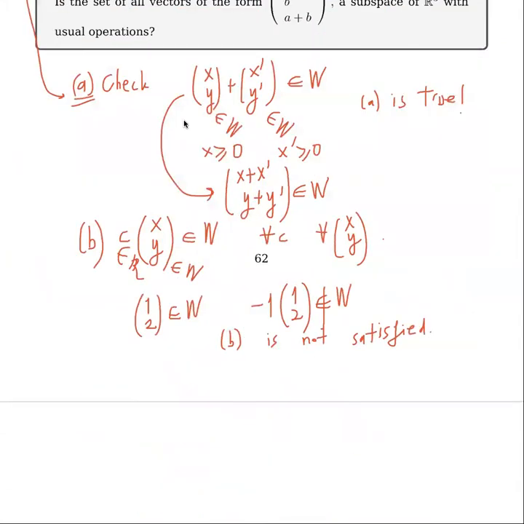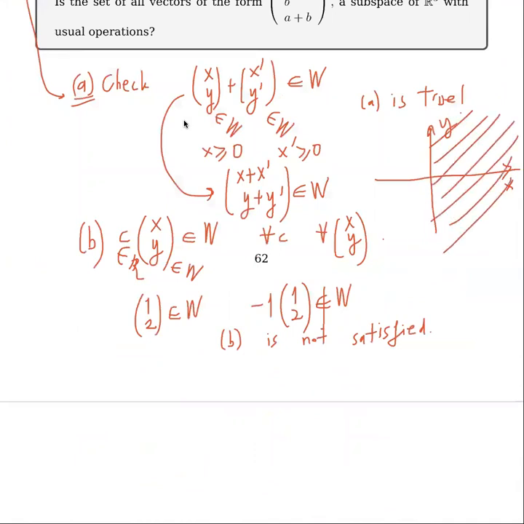Okay, so this set is not a subspace. Let us see geometrically what this set is. This is the set where the x coordinate is greater than or equal to 0. So this is not a vector space.